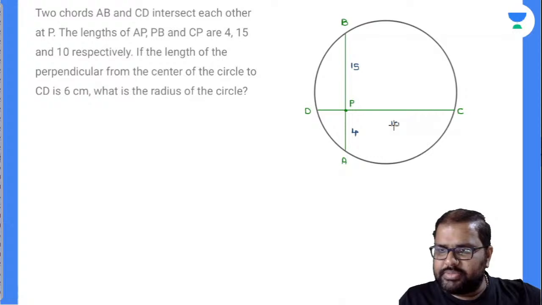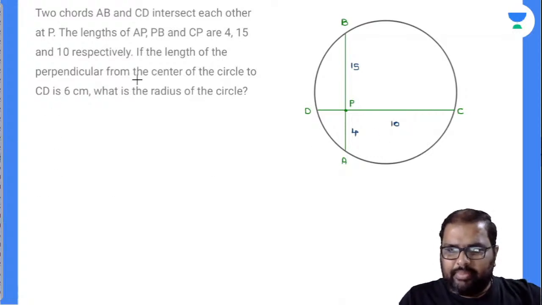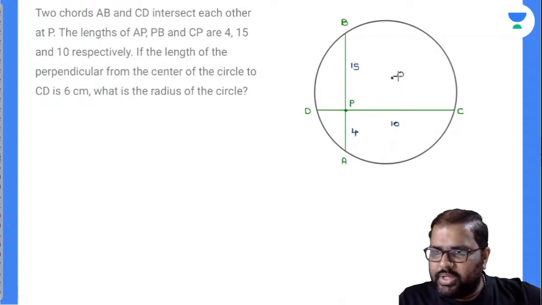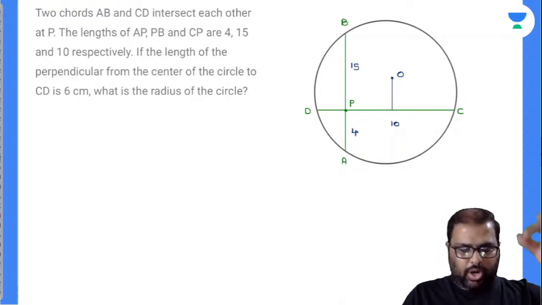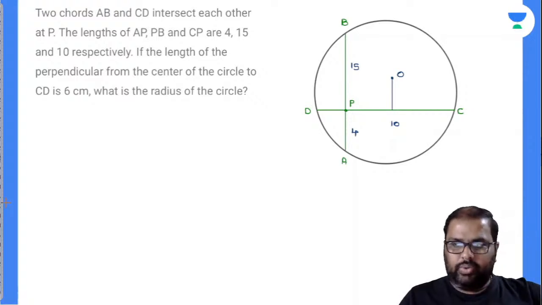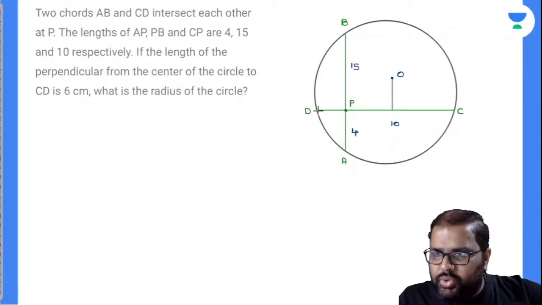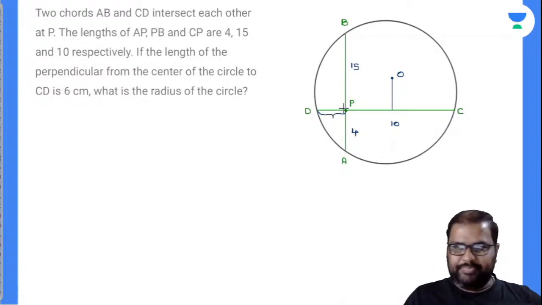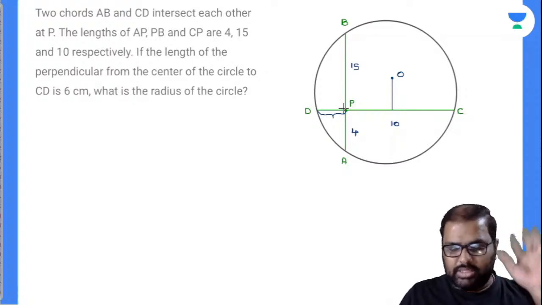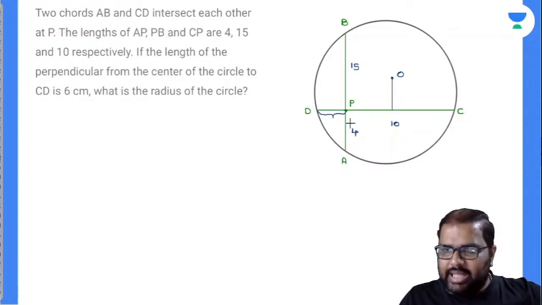Now, the perpendicular from the center of the circle. Let us suppose this is the center of the circle O, and you have dropped a perpendicular from the center onto the chord CD. When you drop a perpendicular from the center of the circle onto a chord, it divides the chord into two equal halves. But you don't know this value DP. How to find this out? We have a property in circles. I can consider AB and CD as secants, as they meet at two points on the circumference of the circle and they are meeting internally.